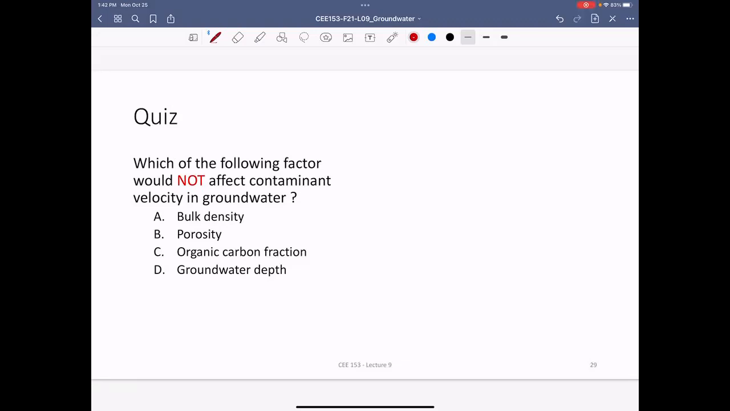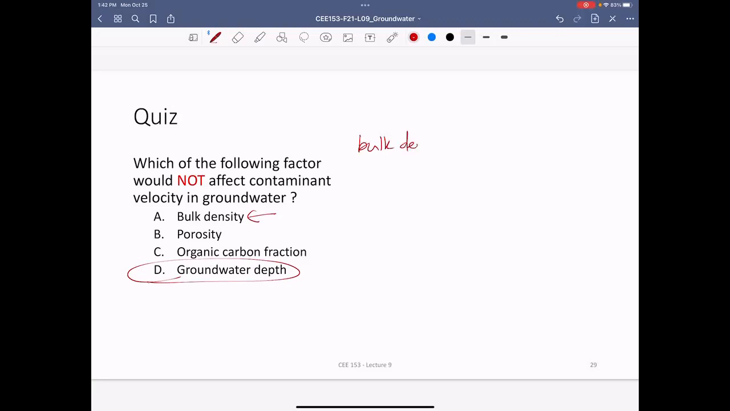Before that, the quiz question: which of the following factors would not affect contaminant velocity in groundwater? Hold on, I didn't really explain this one, so let's hold these questions because you don't know what bulk density is. Okay, so bulk density is, I'm just going to write it here. The answer is D, but we'll get to why that is the case. But you don't know what bulk density is.